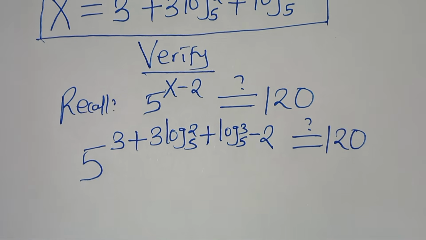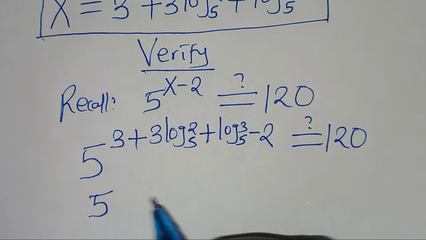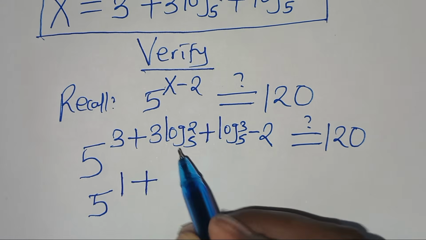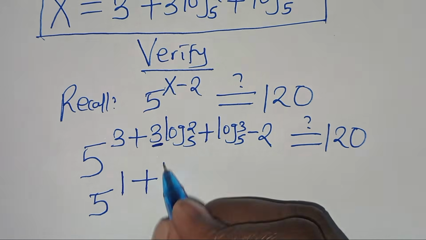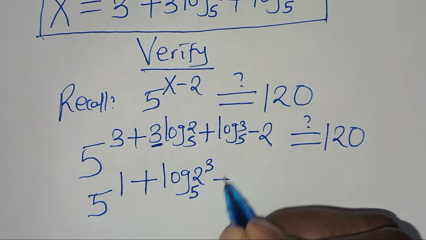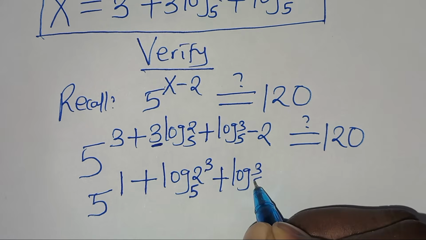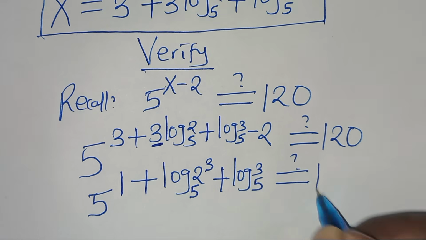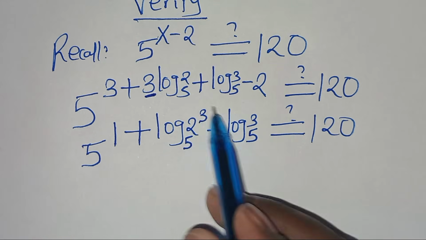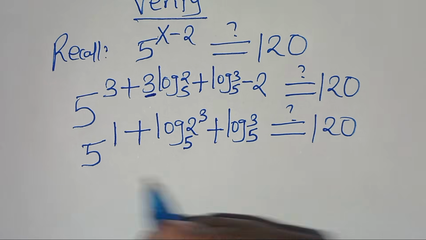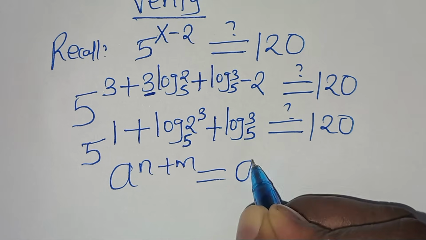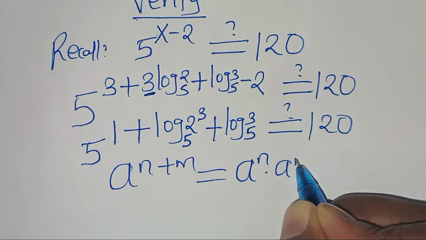Now, here we have 5 to the power of 3 minus 2. This is 1, then plus. Now, 3 is a power here, so we can express this as log 2 to the power of 3 to base 5, then plus log 3 to base 5. This is supposed to give us a value of 120. So we have 5 to the power of 1 plus log 2 to the power of 3 to base 5 plus log 3 to base 5. This is in the form of a to the power of n plus m, which can be expressed as a to the power of n times a to the power of m.